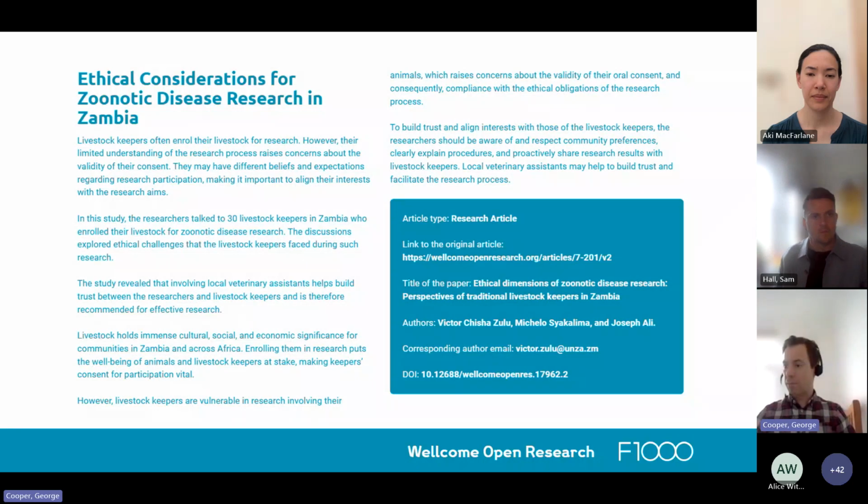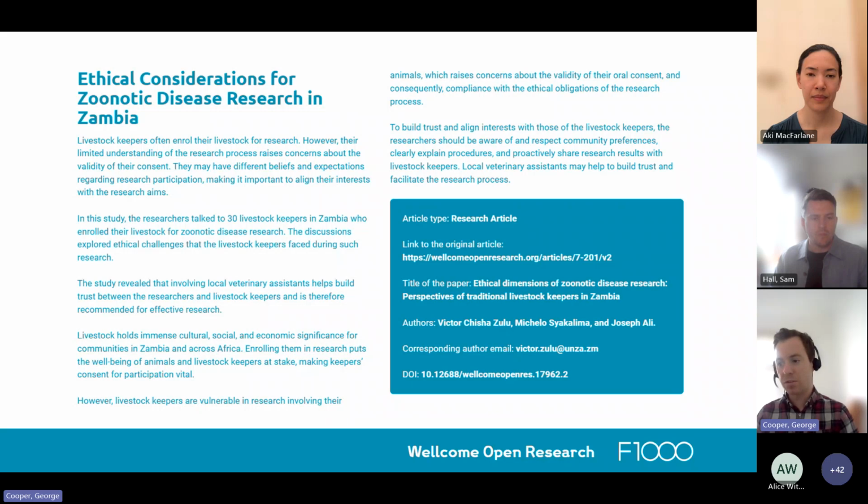So here we're not getting bogged down in methodology so much. This discussion of the interview design and the thematic analysis is being condensed to researchers talk to 30 livestock keepers in Zambia, etc. No mention of the analysis methods. It's more outcomes focused like before. Some contextual considerations here. So livestock holds immense cultural, social and economic significance for communities in Zambia. So hoping to frame that research and again answer why it's important, why it was needed. And then we've got a clear statement of the outcome and application at the end, like before.